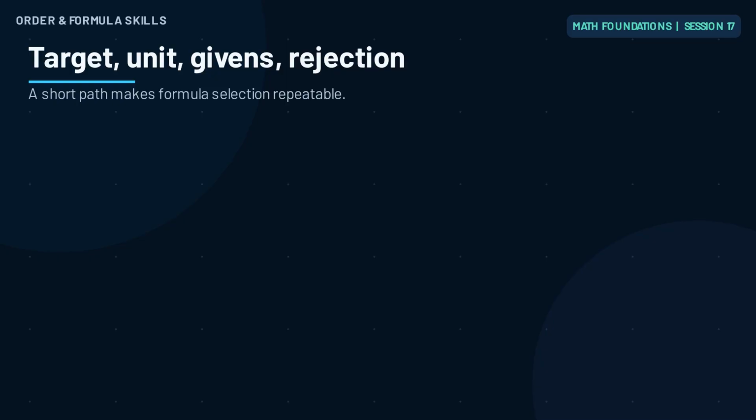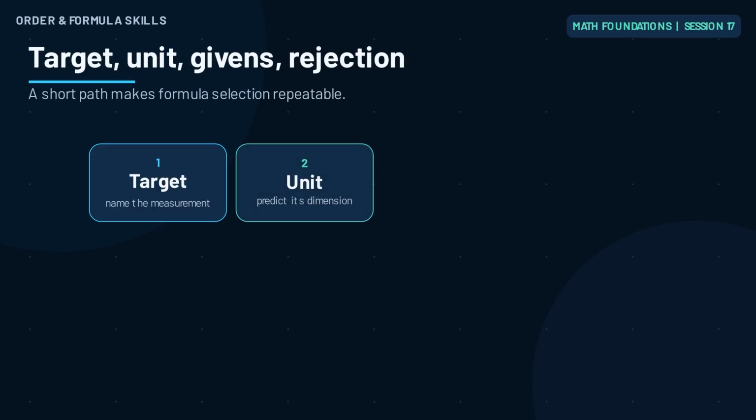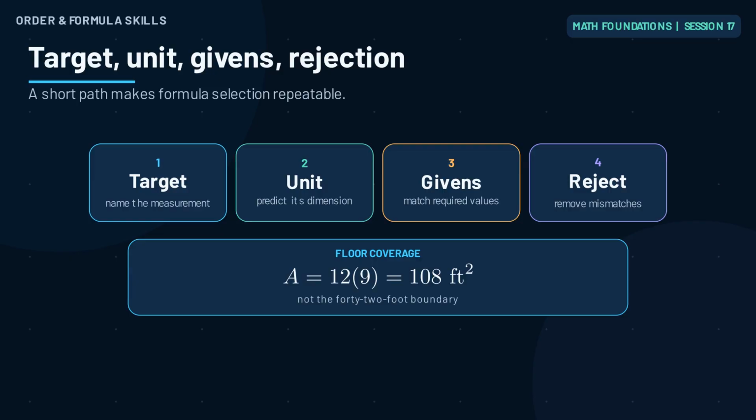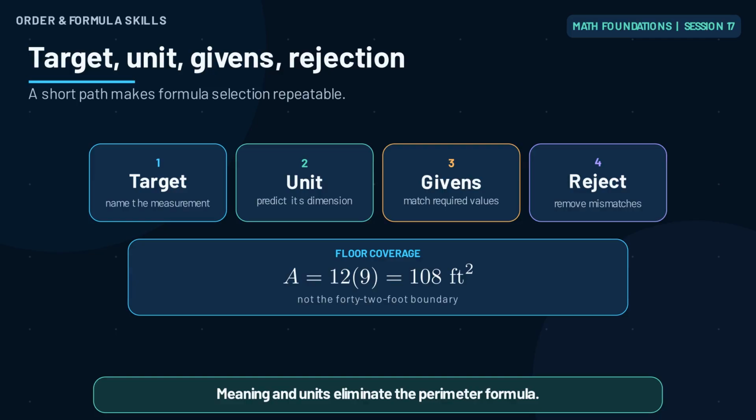A short decision path makes formula selection repeatable. First, name the target: boundary, coverage, space, rate, or percent amount. Next, predict the answer unit: linear, square, cubic, compound, or percent. Then match the givens to the variables required by a candidate formula. Finally, reject any formula whose meaning or units do not fit. For flooring in a 12-foot by 9-foot room, the target is coverage and the unit is square feet. Length times width gives 108 square feet. A perimeter of 42 feet would answer a different question. Target, unit, givens, and rejection create a dependable choice.